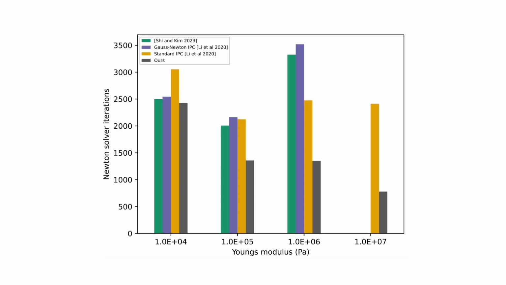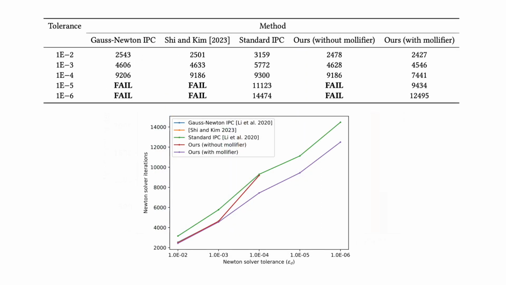Our method achieves the most efficient Newton-solver convergence rates, especially with a high accuracy tolerance. In contrast, existing Gauss-Newton methods have low convergence rates and may even fail with high accuracy tolerance thresholds, to highlight the significance of our approach.